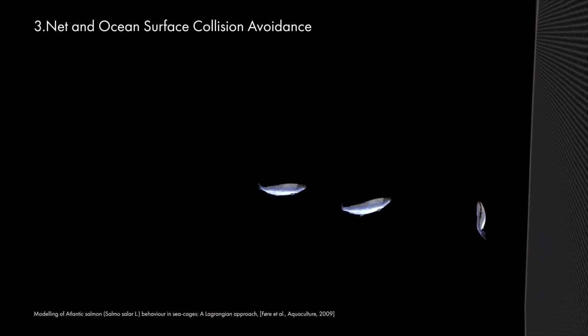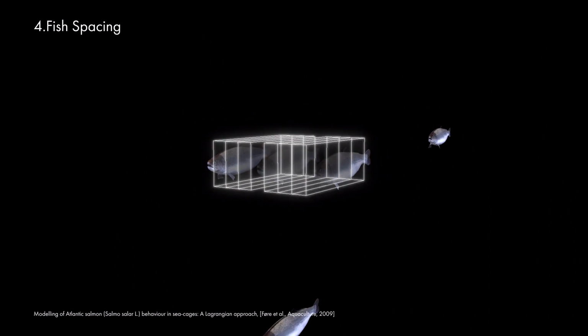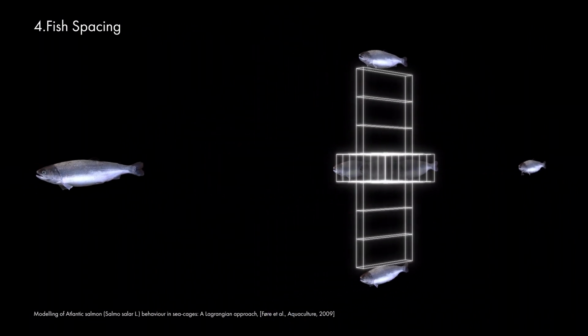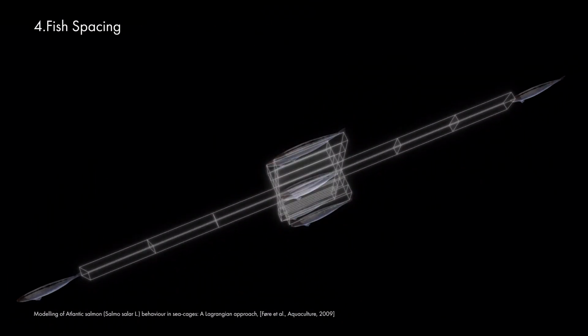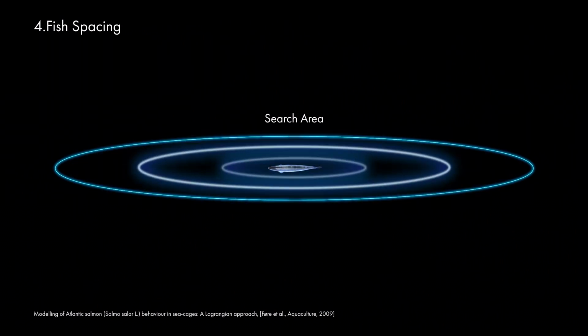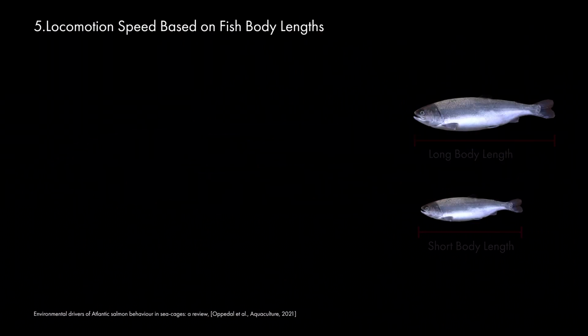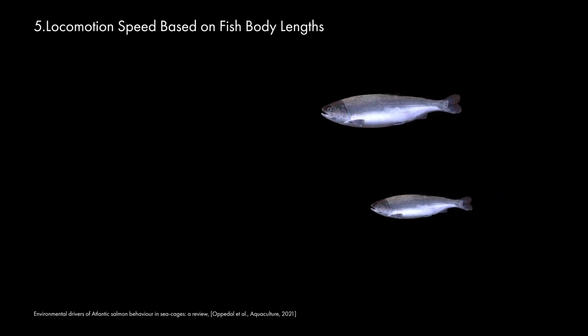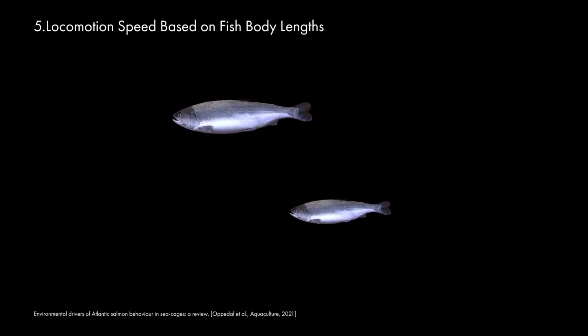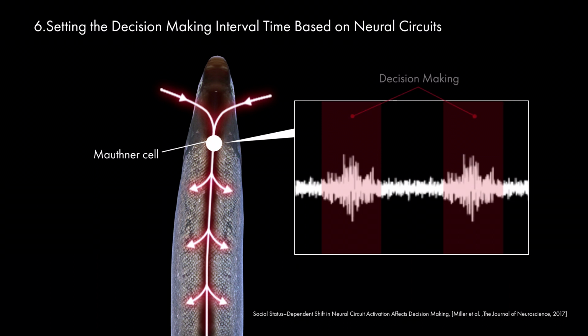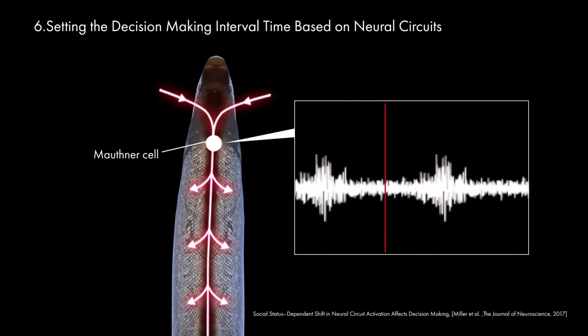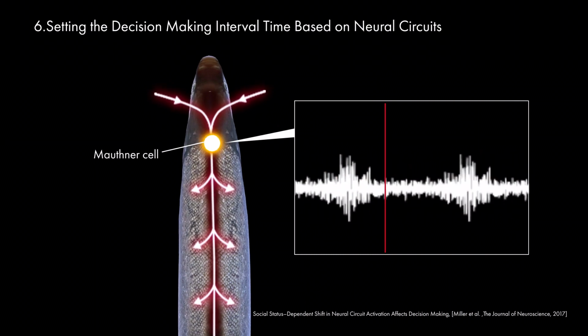The closer a fish is to the wall, the stronger the force it feels, and the more it changes its direction. Based on studies from the aquaculture literature, we set the sensing range of fish to 3 body lengths. Individual schooling behavior is affected by neighbors in this 3 body length radius. Based on a study by Oppendal et al., swimming speed is determined by the body size of the fish. The larger the fish is, the faster it can swim. We set the per fish simulation update frequency to 200 milliseconds, based on the decision-making interval time proposed by Miller.